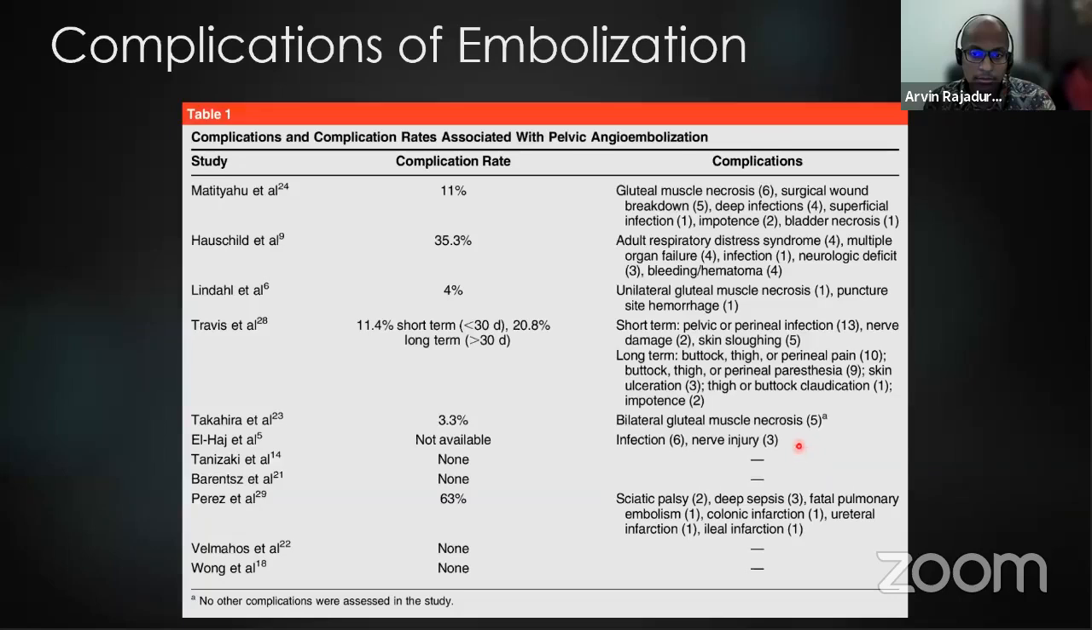And of course, we try to avoid them as much as possible. So we use large particles so that we don't go in and we just reduce the inflow as opposed to completely occluding the artery. And we hope that helps.